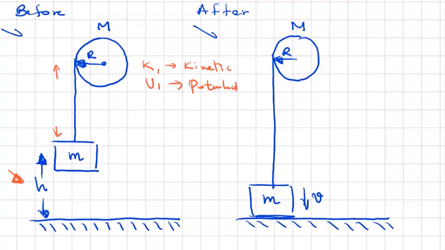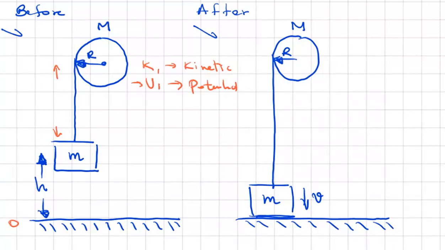We will take the gravitational potential energy U to be 0 when the block is at the floor. So our point of reference is the floor. So on the floor, right there, the potential energy is going to be 0. All right?